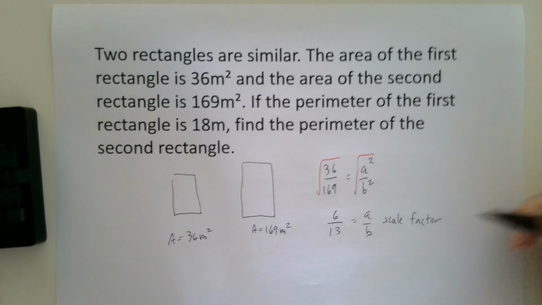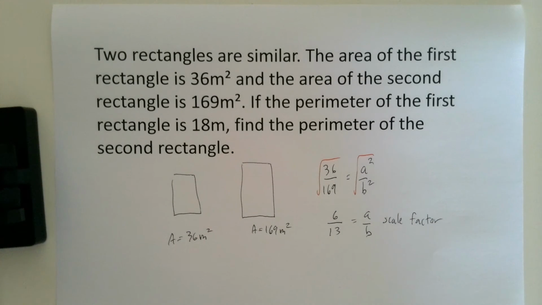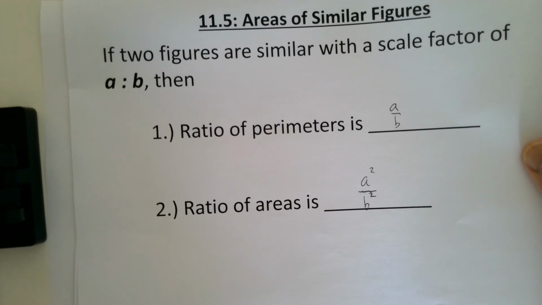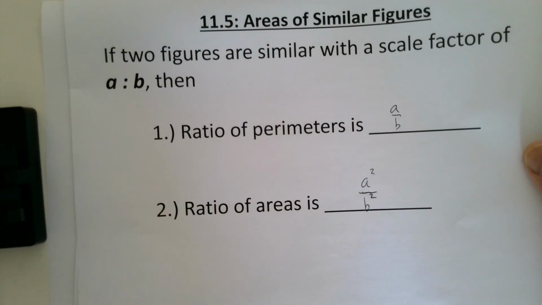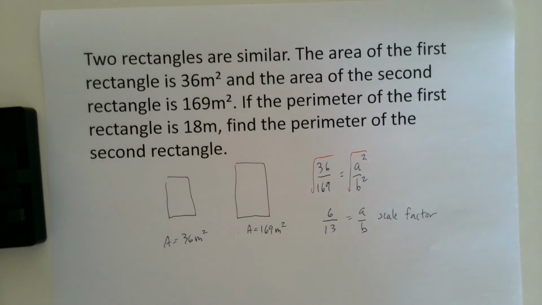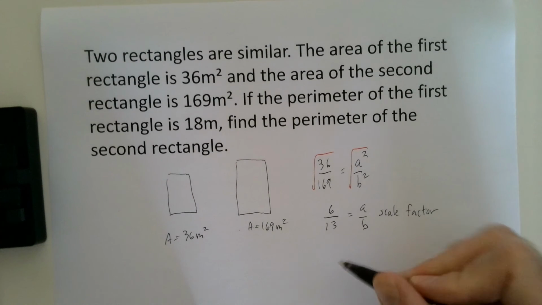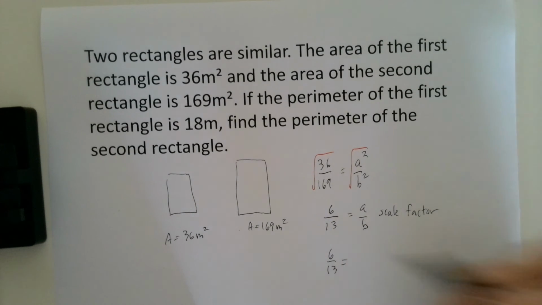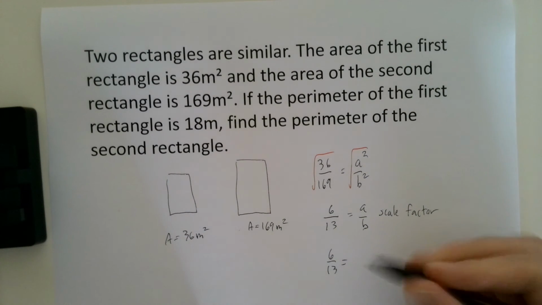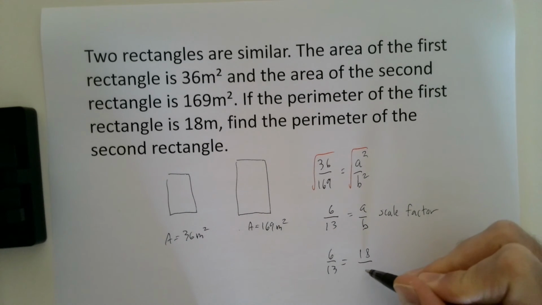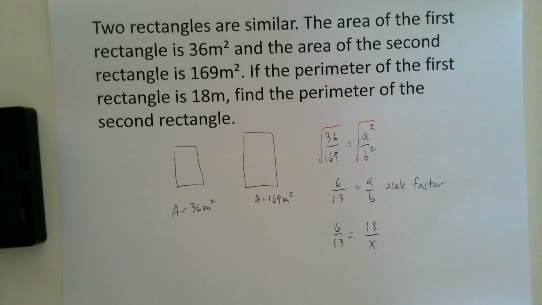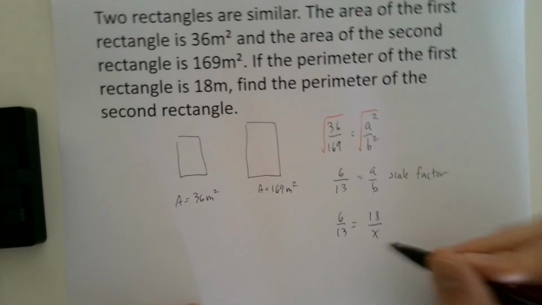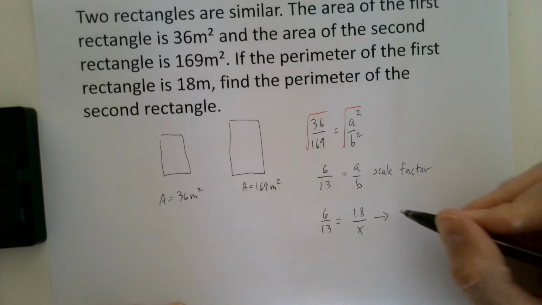Okay, well, why is that important for perimeters? Well, we've already talked about this before. Just to remind you, if two figures are similar with scale factor a to b, the ratio of perimeters is also a over b. So 6 to 13 is the same as a to b. I know the perimeter of the first one is 18. I don't know the perimeter of the second one. I'm going to go ahead and solve for that perimeter without even knowing any of the sides, without using any formulas, and it's going to be kind of convenient.